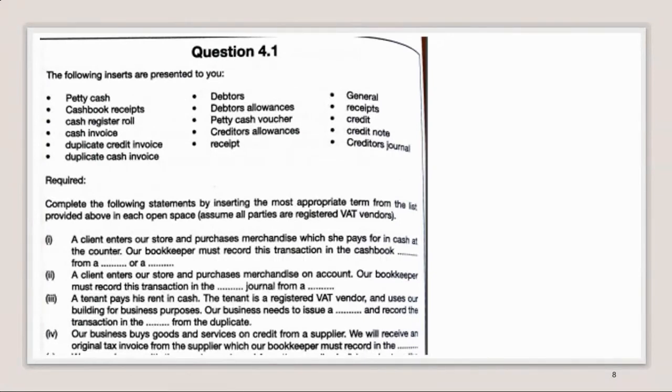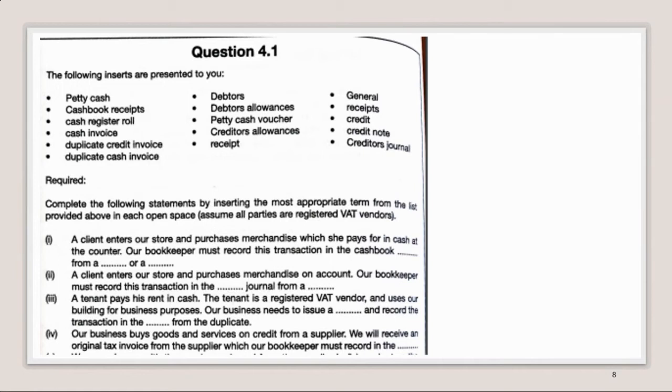Okay, so let's have a chat and see what you guys came up with. Okay, so the first scenario says a client enters our store and purchases merchandise, which she pays for in cash at the counter. Our bookkeeper must record this transaction in the cash book. And which of the cash books would our bookkeeper have to record this in? What do you guys think? What answer did you write down?